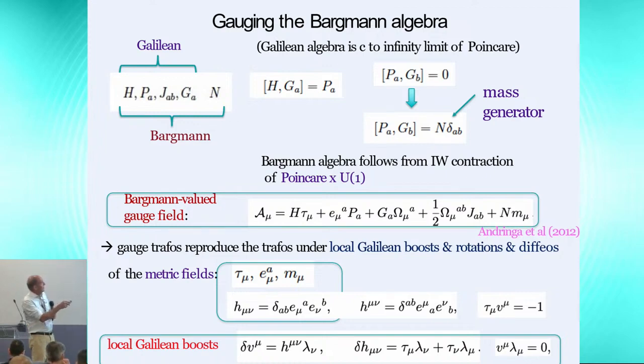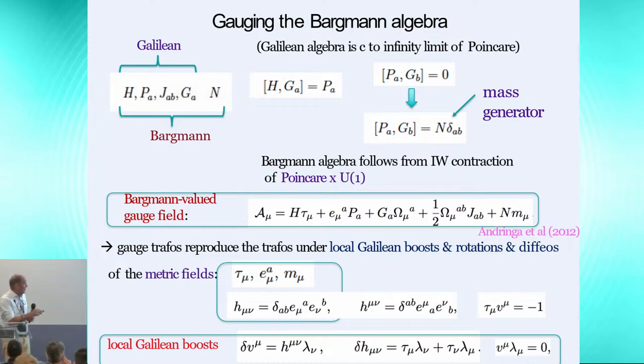Galilean symmetry, of course, we know you have this commutator: H with a boost gives translations. Now, in Galilean symmetry these would commute, but Galilean theories typically have a mass, and mass is not energy anymore, so you need an extra generator that encodes mass. That's this central element appearing in this commutator. So the algebra together with the mass generator is called the Bargmann algebra. It actually follows from an Inönü-Wigner contraction, not of Poincaré, but of Poincaré times an extra U(1). Then you can make this local by gauging the symmetry and introducing a Bargmann-valued gauge field.